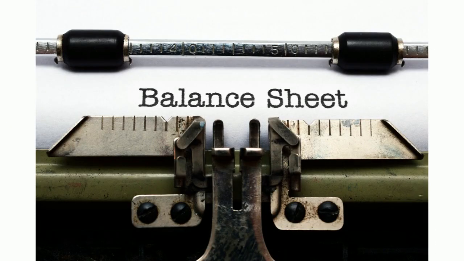Assets, liabilities, and equity are compiled and reported on the financial statement known as the balance sheet. And what it does, it gives a snapshot of a company's financial position at a given point in time.